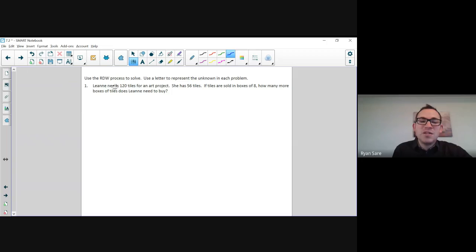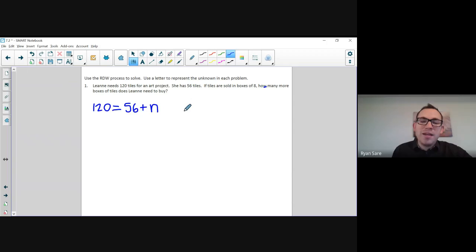So it says Leanne needs 120 tiles for an art project. She has 56 tiles. If tiles are sold in boxes of 8, how many more boxes of tiles does Leanne need to buy? I'm going to take that information and write it down. She needs, sorry, 120. That's the total number of tiles that she needs. And she already has 56 tiles. And then she needs some more, and we're going to use the letter N to represent how many more tiles she needs.